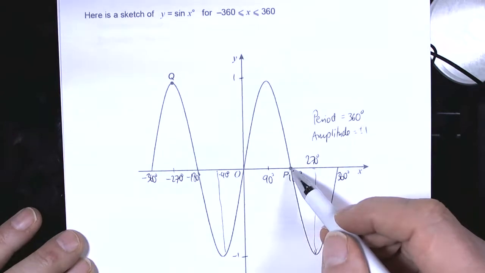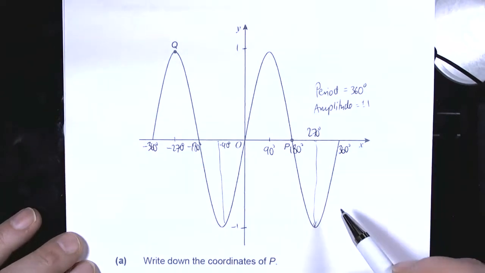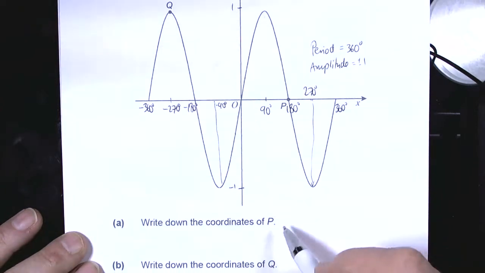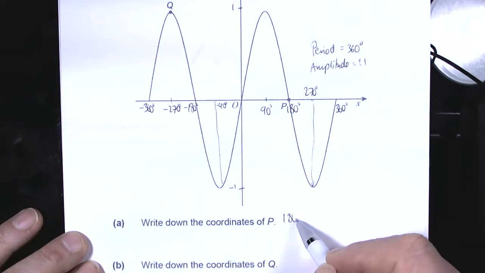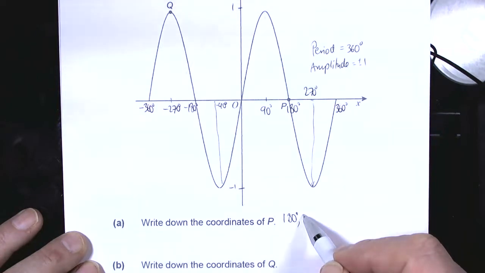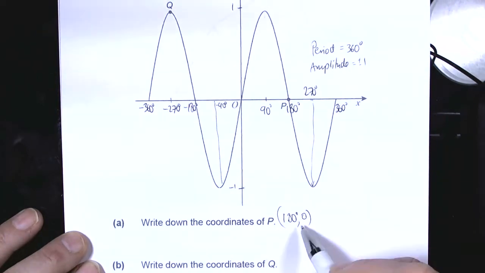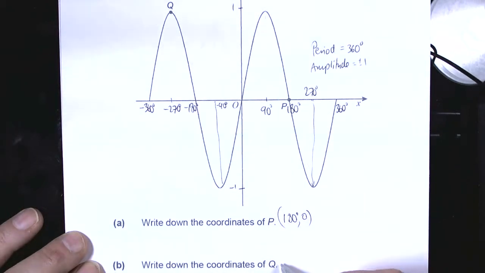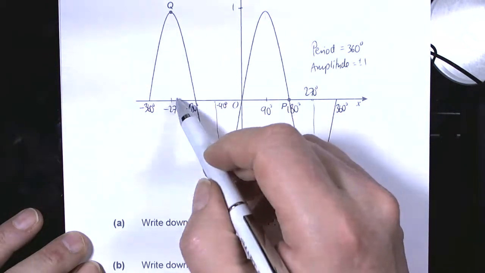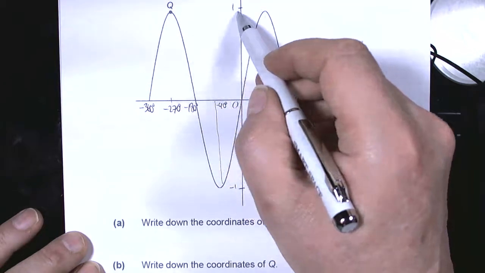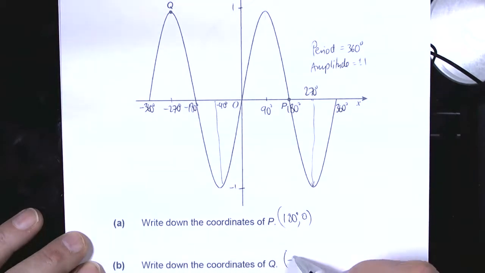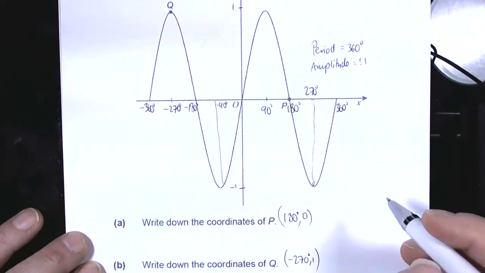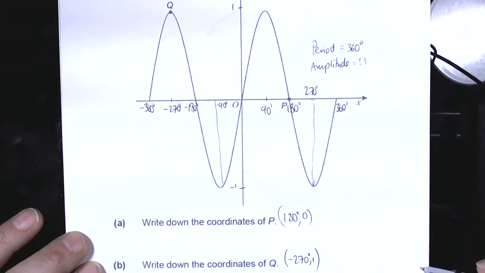So it wanted the coordinates of P, and say the coordinate of P is going to be 180, 0. Got to remember that it wants a coordinate, so it needs both numbers, the x coordinate and the y coordinate. And the coordinates of Q, well, we've got negative 270 and 1. So negative 270 and 1. Okay, so a little bit on the sine curve.